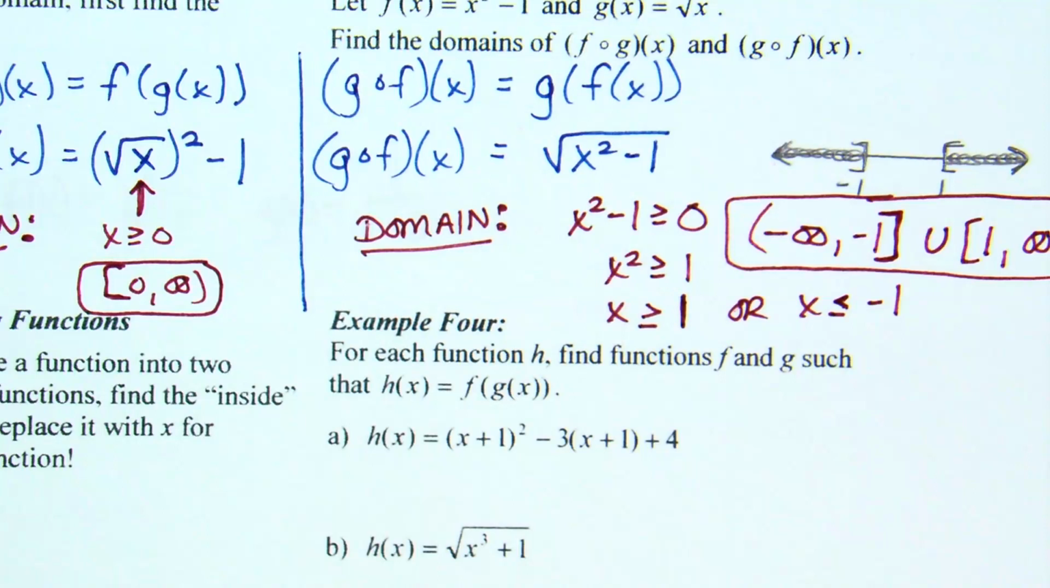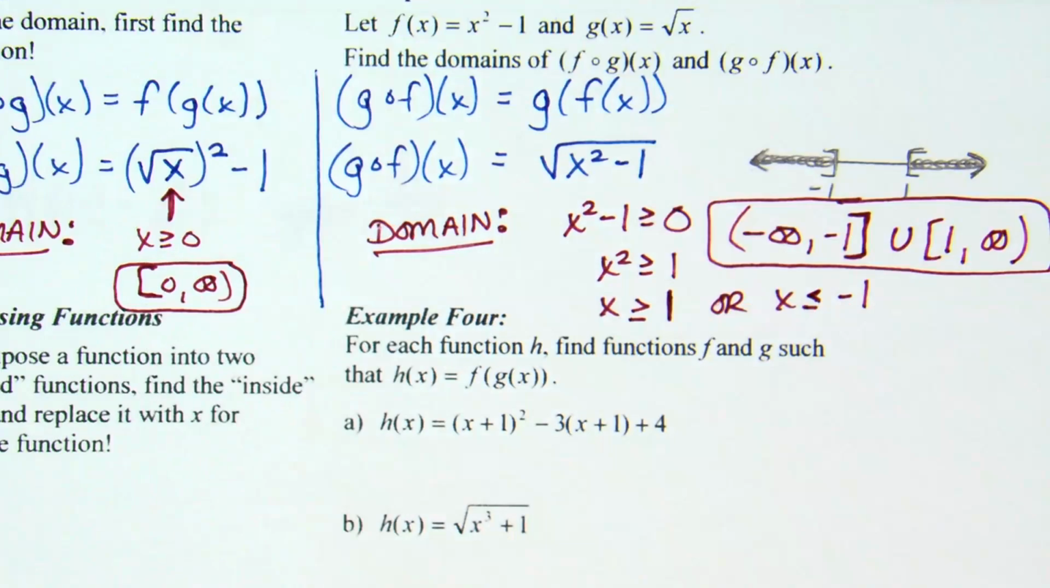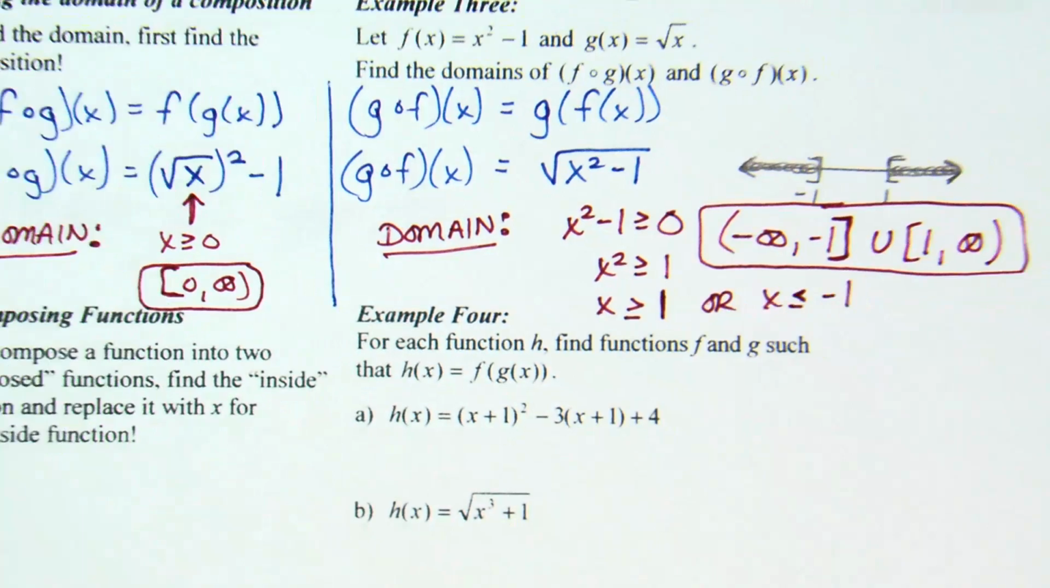Okay, so domain, you've got to look, square roots have to be positive. If there's a fraction, remember fractions cannot equal 0. Or, excuse me, fractions can equal 0. Denominators cannot equal 0. Okay, so we practiced our compositions there. We looked at domain. Now let's do the opposite. Let's decompose.